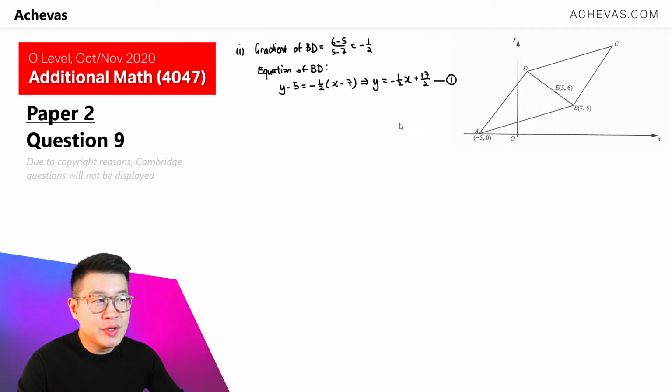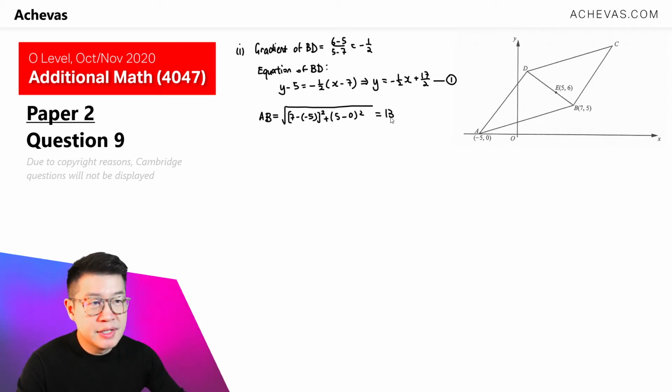And the next thing that I'm going to do is work on the perimeter. Since the question tells me that the perimeter is equal to 46, and the perimeter is composed of 2 times AB plus 2 times AD, since this is a parallelogram. For the length AB, we can do a calculation. If I take the coordinates of these 2 points, it will be the square root of (7 minus 5) squared plus (5 minus 0) squared, and this is equal to 13.